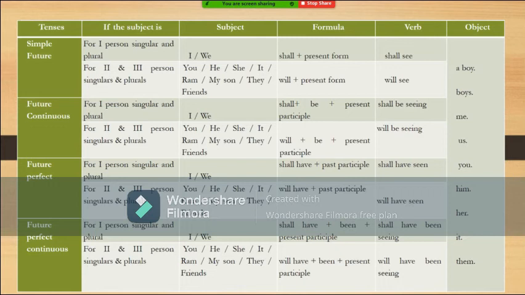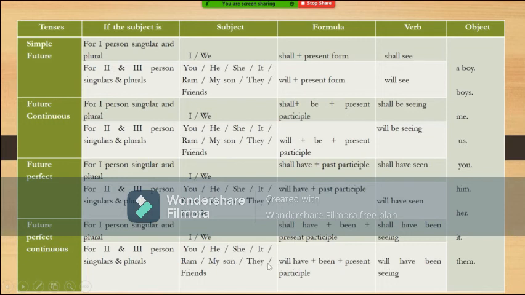Been. So, shall have indicates future. Been, past participle of the verb be, indicates perfect. Seeing, to indicate continuous, we have to use the present participle of the verb see. So, future, perfect, continuous.